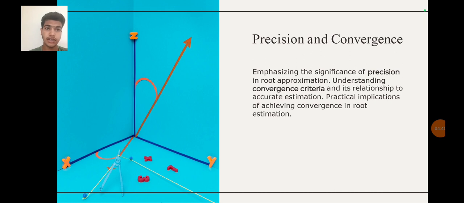Understanding convergence criteria, we have done during the secant method and the root approximation method, which is also known as Newton's method, and its relationship to accurate estimation, and the practical implications of achieving convergence in root estimation.